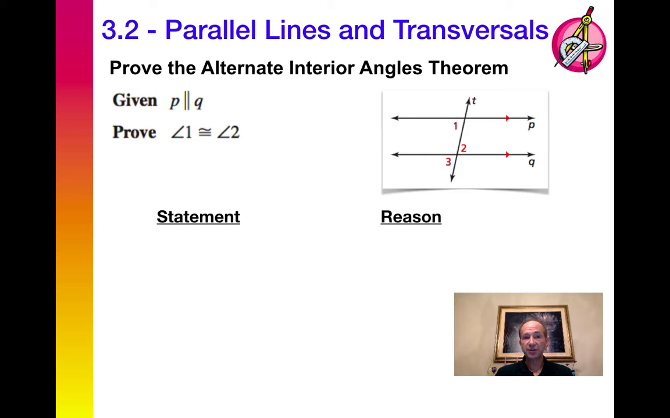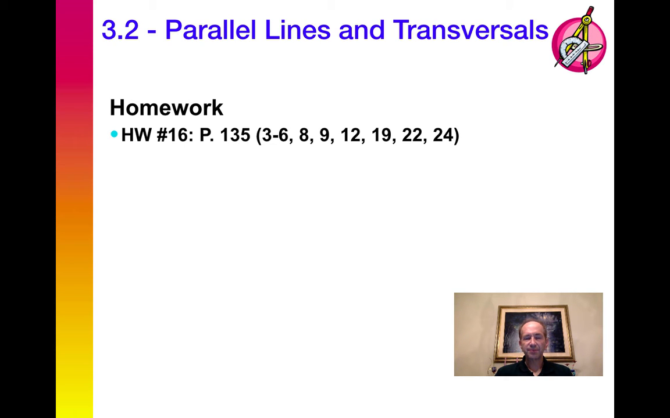Then I want you to prove the alternate interior angles theorem. We start out with the fact that we have two lines that are parallel and they're cut by a transversal. The diagram is always given, and we have angles 1, 2, and 3. Just to give you a little clue, notice that 2 and 3 are vertical angles. That is a clue as to how to solve this problem. So why don't you work on that one, and you can stop the tape here, and then there's your homework. That concludes section 3.2.